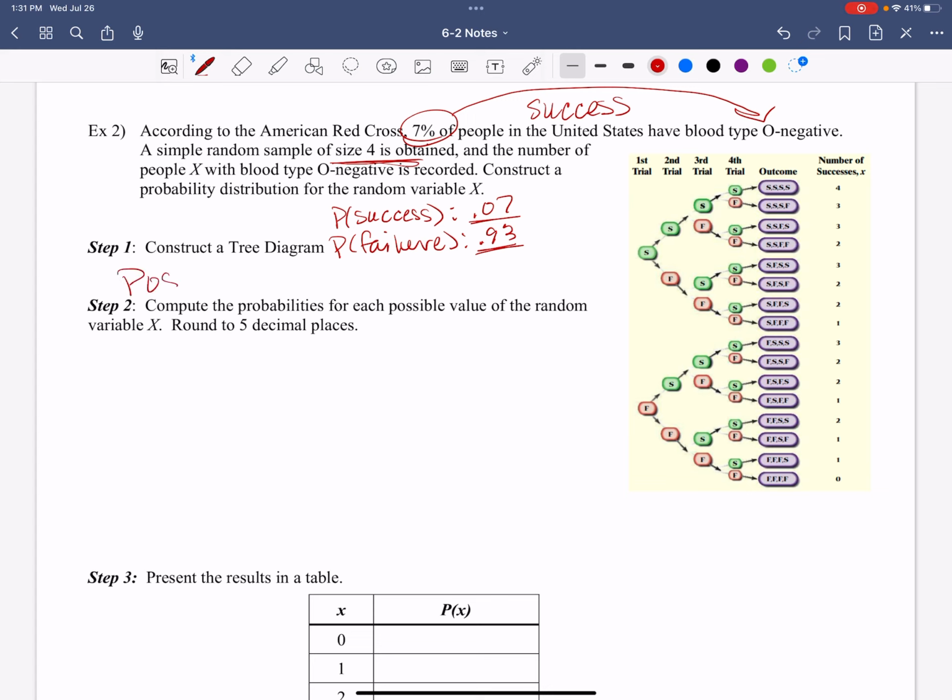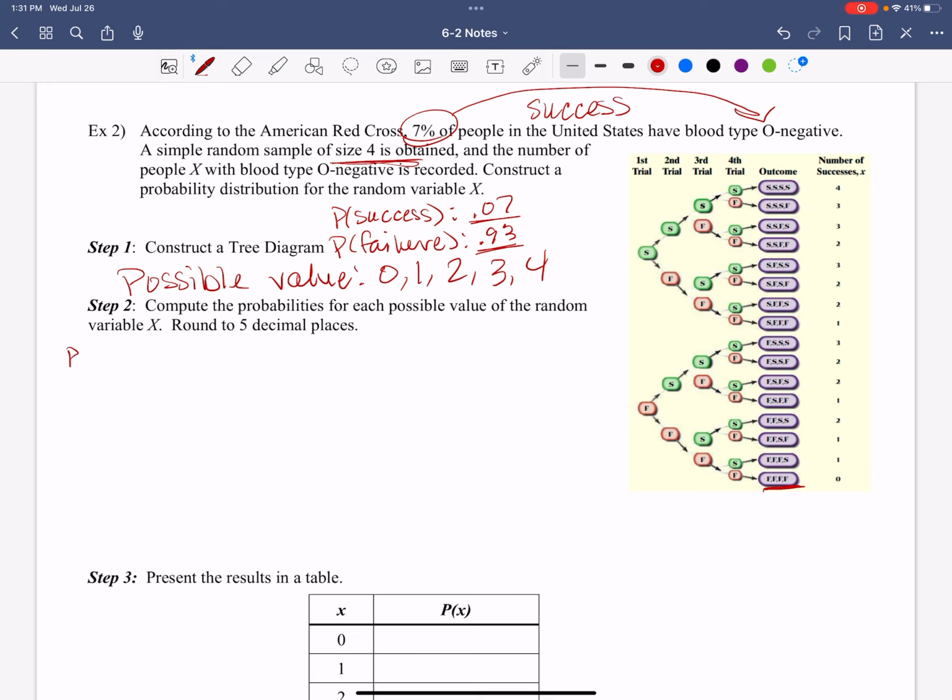Now, what are my possible values between these 4 people that we're checking out? Could any of them have it? Yep, none. Just 1 person, 2 people, 3 people, or 4 people, right? So that is how we're laid out here with these outcomes. All right, now we've got it. Now let's compute these probabilities, and we're going to round to 5 decimal places.